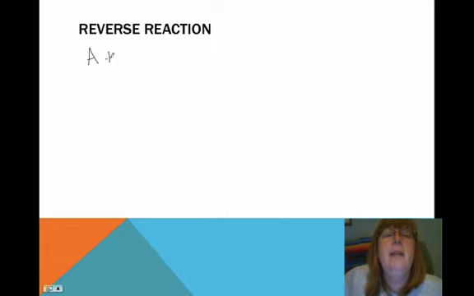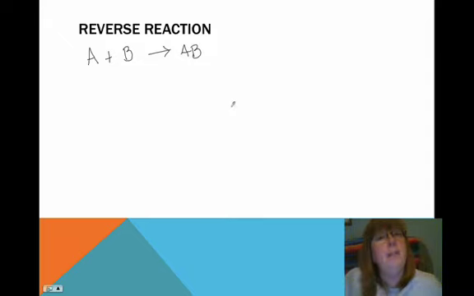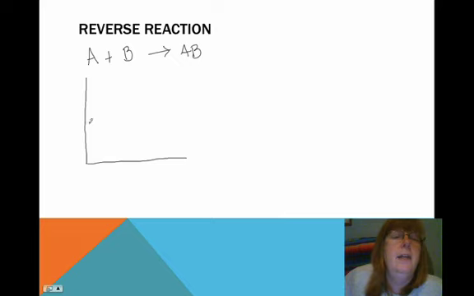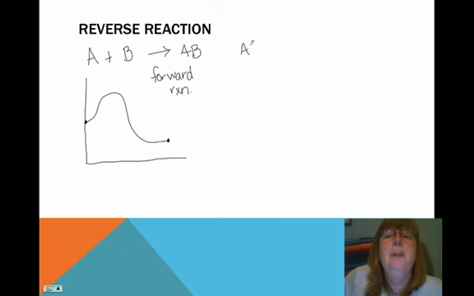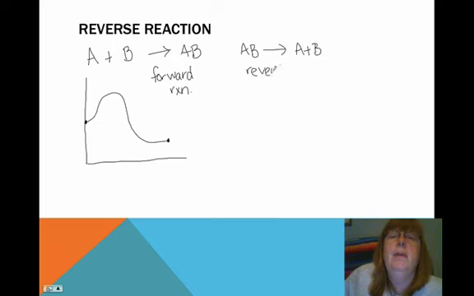All right, now let's look and talk about something we haven't really talked about before. If we've got our reactants, we're just going to make them up, A plus B, and this would be a synthesis reaction forming AB. And so let's just go ahead and draw a potential energy diagram for this. Okay, so here's our reactants and here's our products. We call this the forward reaction. Now the reverse reaction would be AB going back to A plus B. So we're reading it in reverse from right to left. And so that would be a decomposition reaction, wouldn't it?